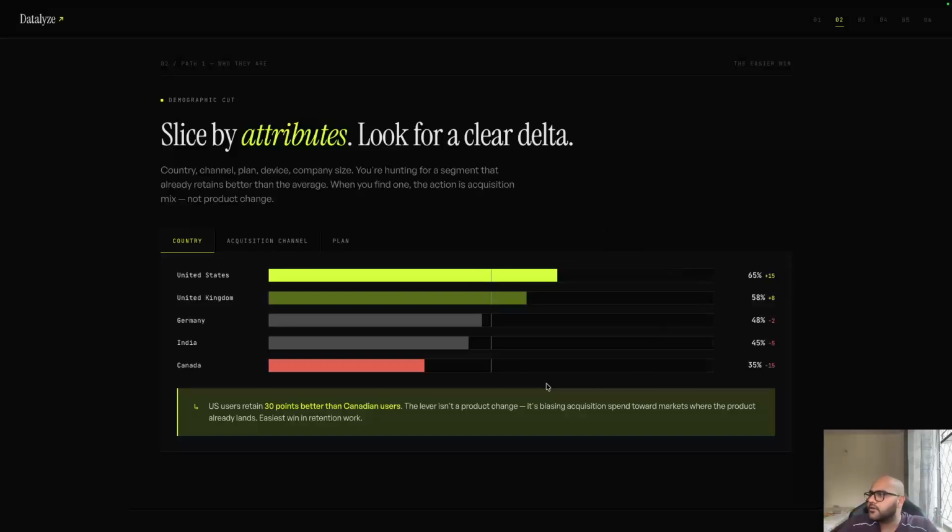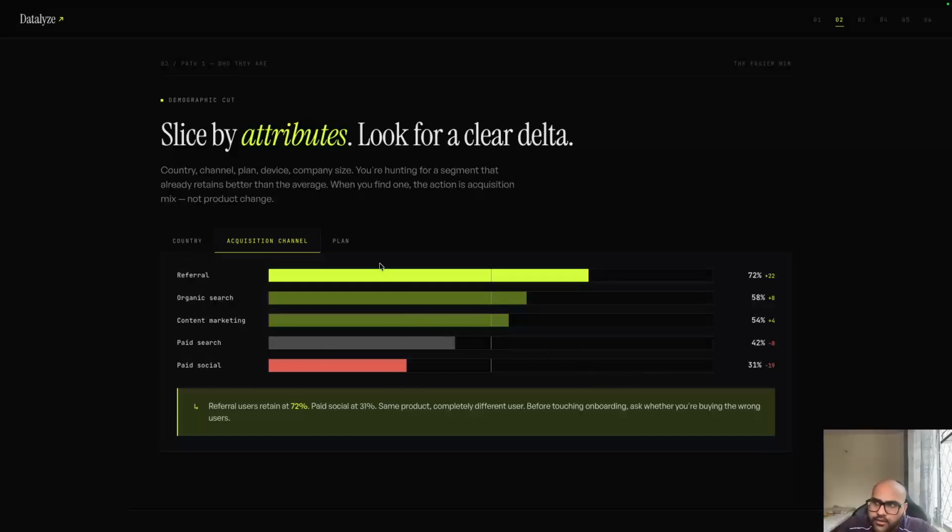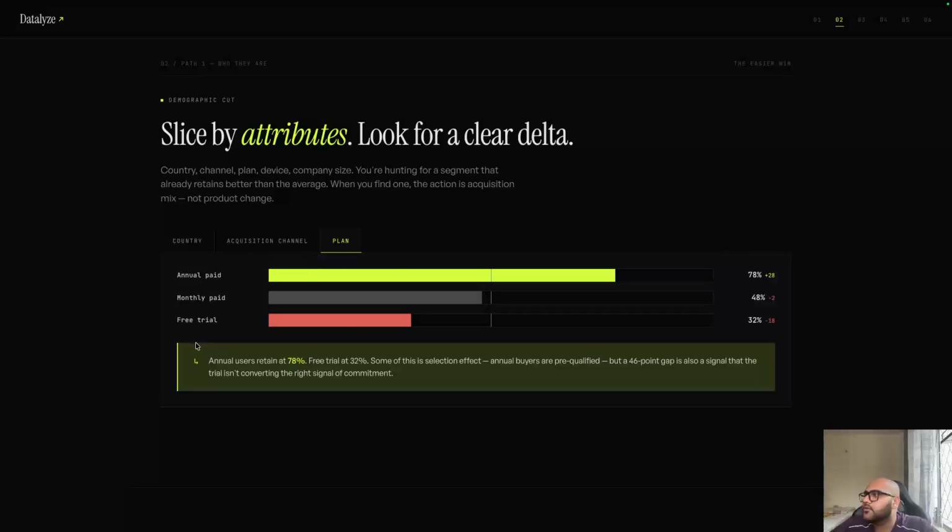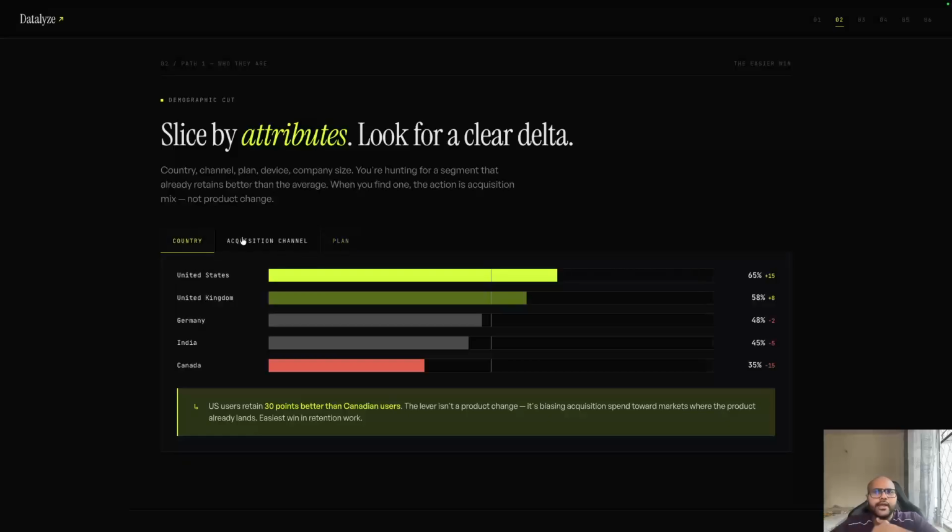So let's look at this data, right? I've taken some sample data. When we break down retention by, let's say, country, we see, oh, US is at 65%, UK is at 50%, Canada is at 35%. Okay, that's nice. When you look at acquisition channel, you'll see, oh, referrals at 72%, paid social is really low at 31%, right? Maybe you look at it with respect to what plan they bought, right? You can look at it through n number of things.